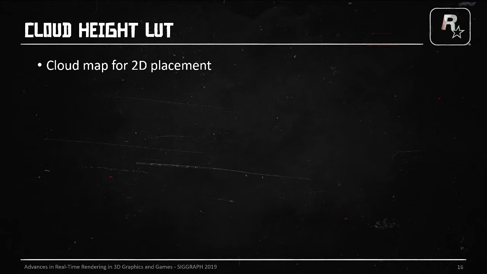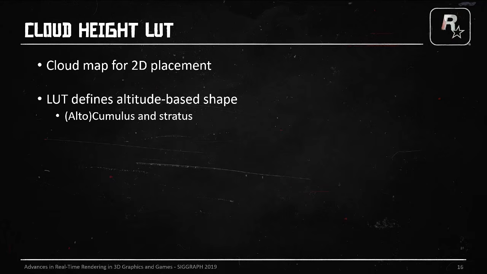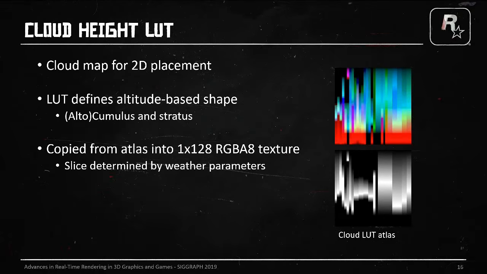So we have a way to place clouds in a 2-dimensional top-down way, but we still need to define the shape over height. And we do this with a lookup table, which allows us to give the clouds a characteristic shape approximating cumulus and stratus types. This is the cloud atlas that we are using, and each weather essentially corresponds to one strip in this texture, which we can then copy into our runtime lookup table, and that allows us to blend several weathers together, which is very useful for weather transitions.